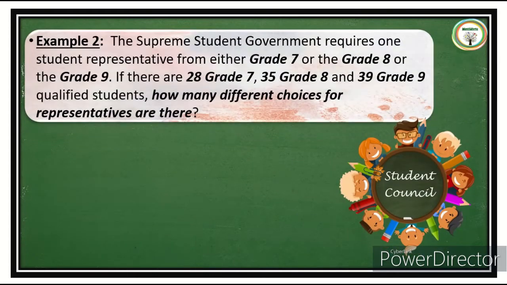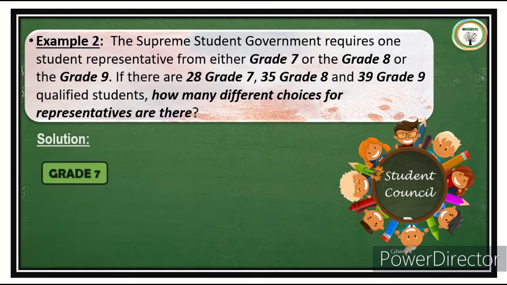Next example. The Supreme Student Government requires one student representative from either grade 7, grade 8, or grade 9. If there are 28 grade 7, 35 grade 8, and 39 grade 9 qualified students, how many different choices for representatives are there? So, the Supreme Student Government will only choose one representative out of the 3 grade levels. So, we will be applying also the addition principle of counting.